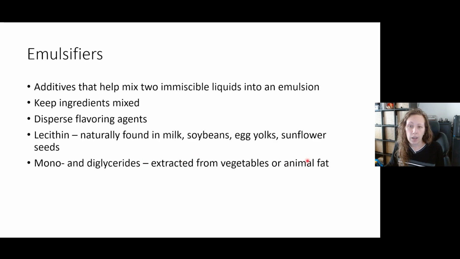Mono and diglycerides are also natural. They are usually extracted from vegetables or animal fat. These serve multiple functions here. They can be emulsifiers, and specifically these mono and diglycerides can also work as lubricants and binders in the food. So there is multiple functionality in some of these additives.